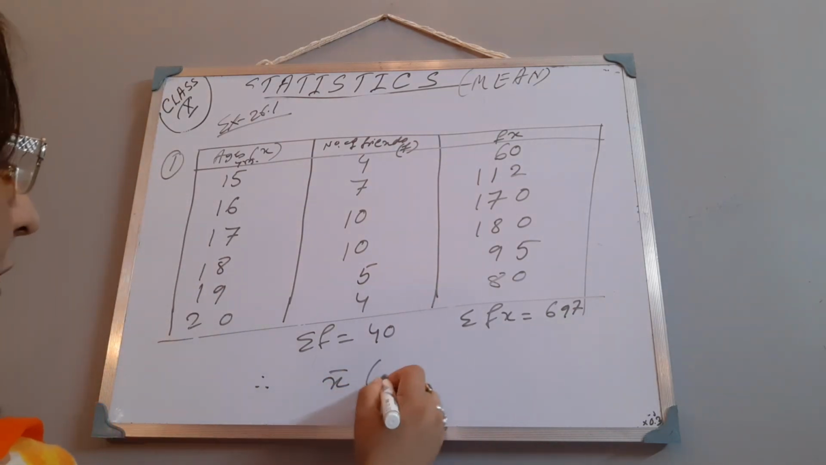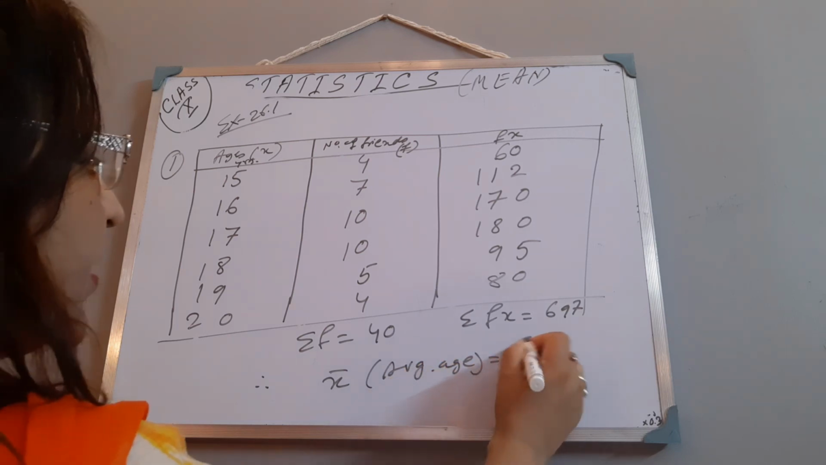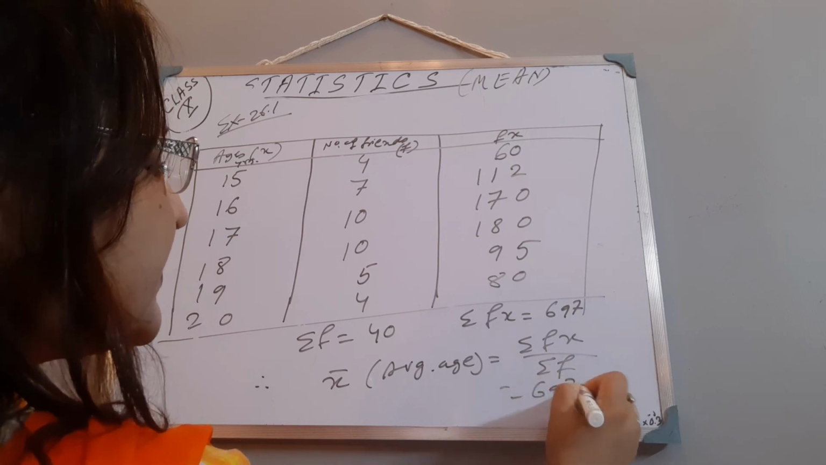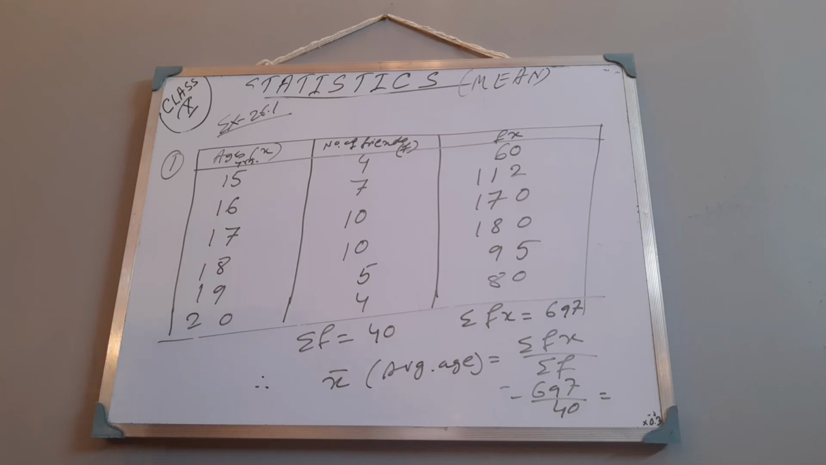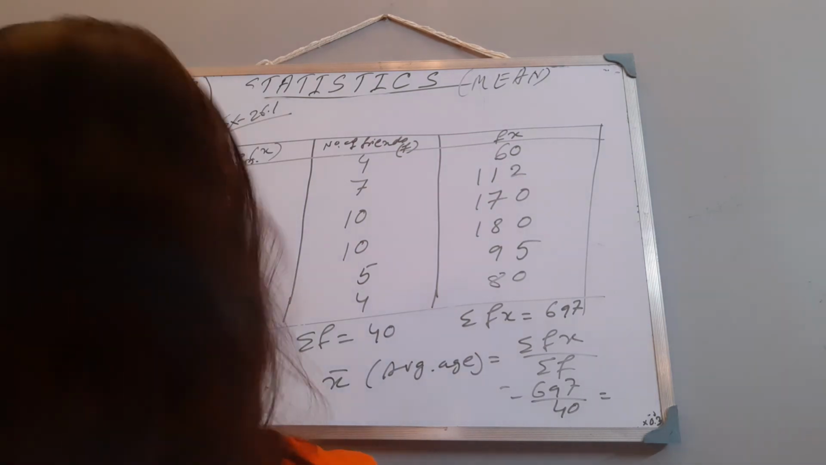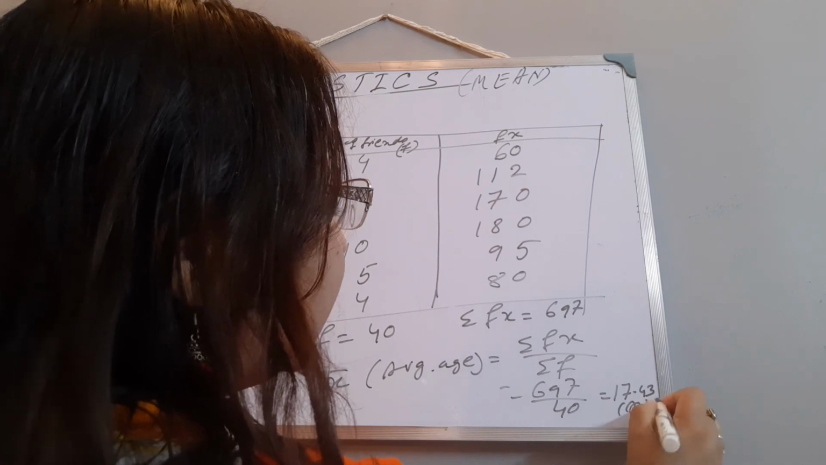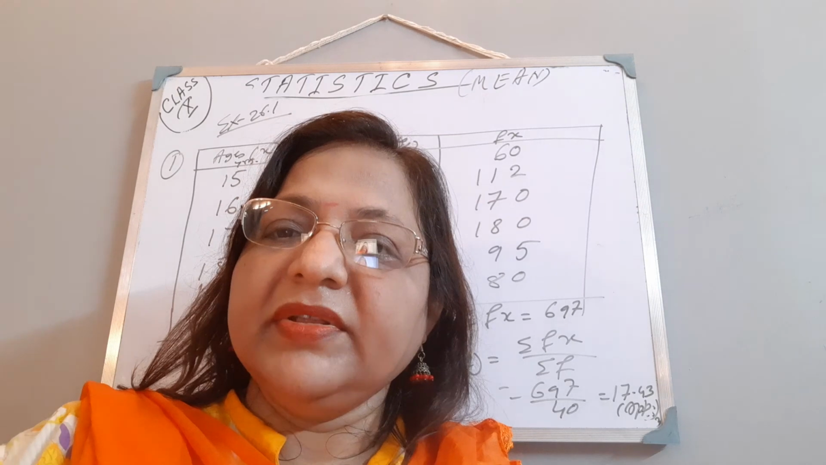Then what is the average age? That is x bar, or we can write this average age is equal to sigma fx by sigma f, that is 697 by 40. That gives us 17.425, so we can write this as 17.43 approximately. This is the answer. Coming with the next video.